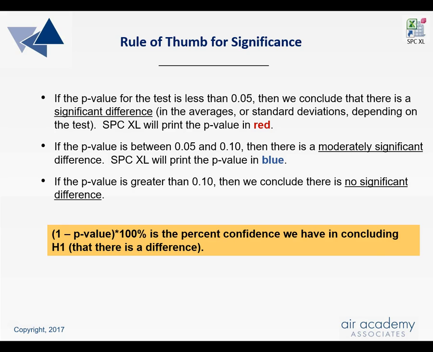If the p-value is greater than 0.1, then we conclude there is no significant difference, or the test had an insignificant result. Now, if the p-value is low, the flip side of the p-value is 1 minus p-value. So 1 minus the p-value times 100 is the percent confidence we have in concluding H1. So if the p-value were 0.03, for example, then we would have 97% confidence in concluding H1. If the p-value were, for example, 0.08, then we would have 92% confidence in concluding H1.